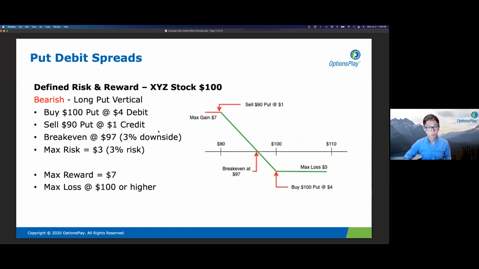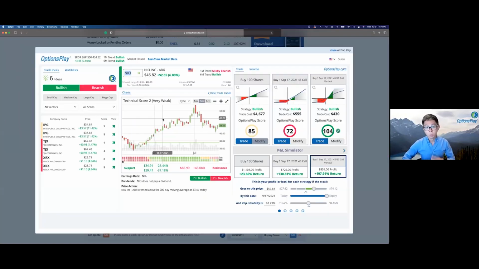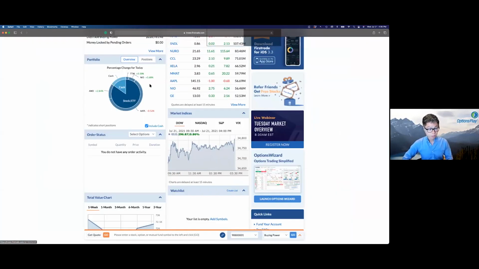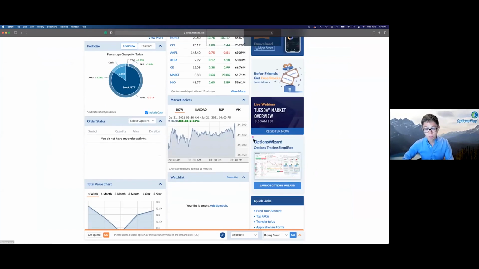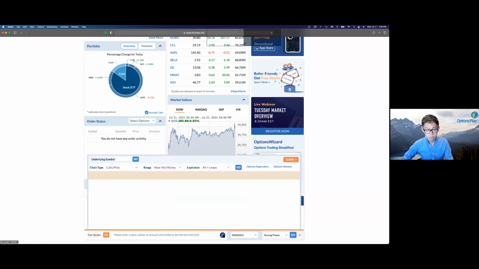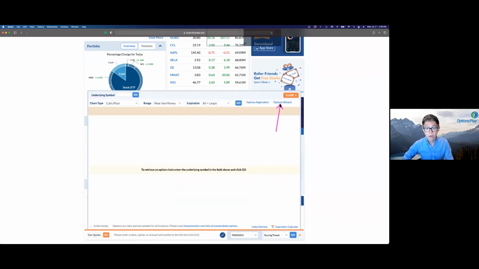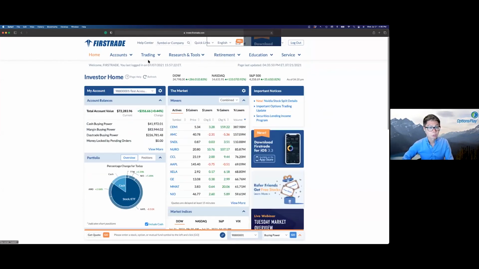So instead, I'm going to look at Options Play, which is a tool that you all have access to free of charge on your First Trade account. You can access it by going to your home screen and clicking on the options wizard button here in the lower left-hand corner. You can also access it through your options chain. When you go to your options chain, there's a link here for the options wizard. So there are quite a few different ways that you can access the Options Play wizard.